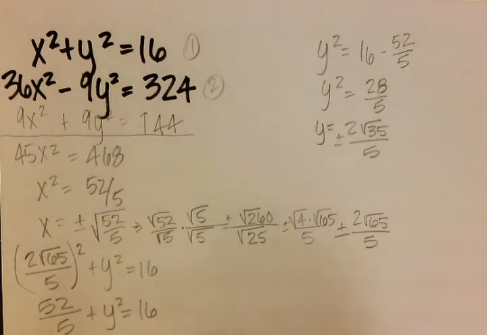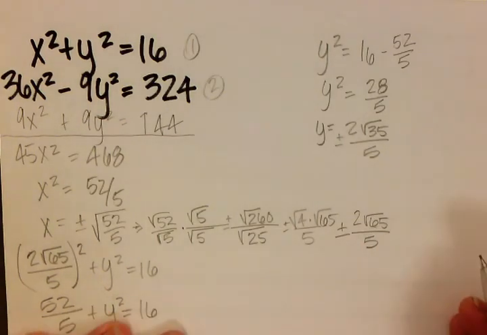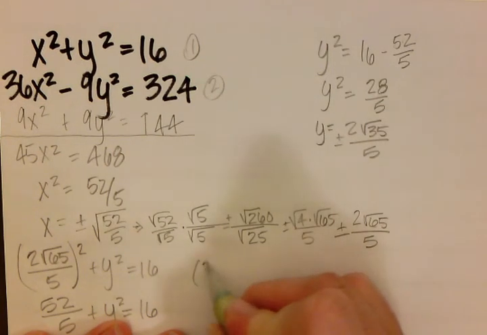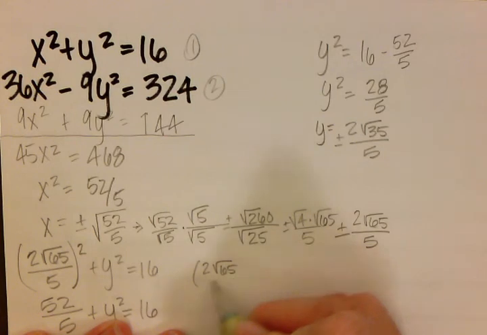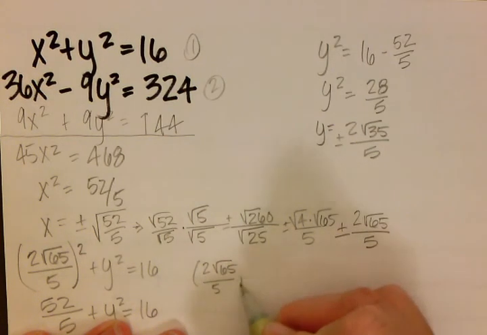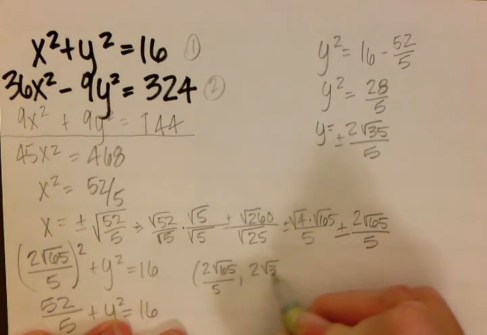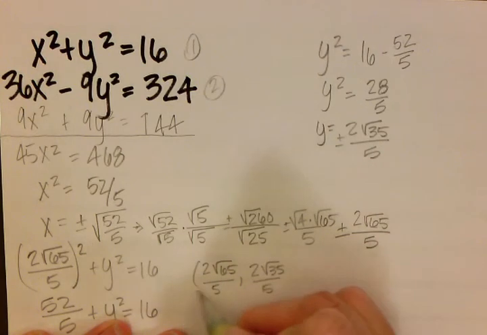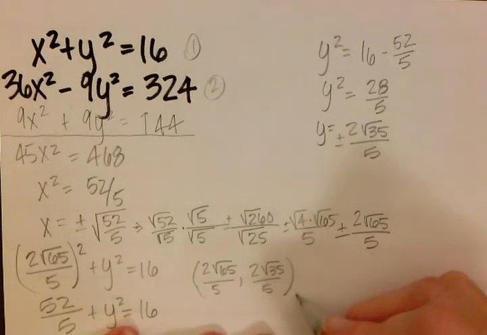Okay, we've now solved for our x, and we've now solved for our y. So the way we put this together is that we match each of the x values with each of the y values. So there's actually a total of 4 answers. So I'm going to try to write that here on this piece of paper. So what we have here is 2 square root 65 over 5 and 2 square root 35 over 5. And that's our first answer.